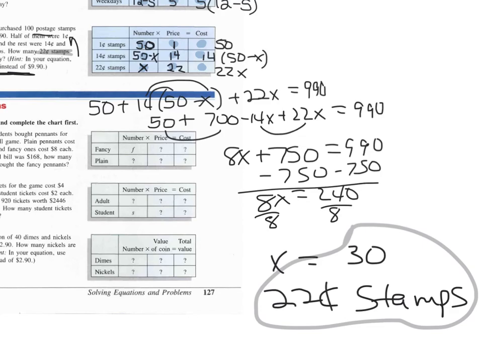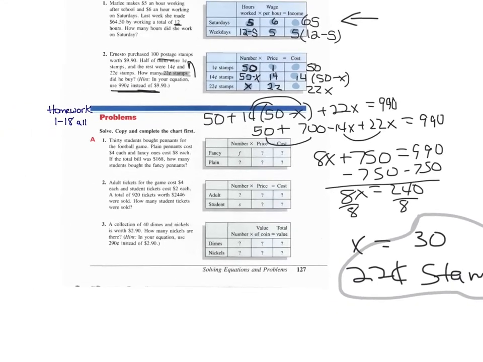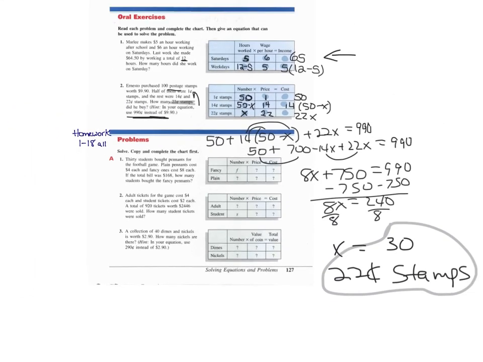So your homework is going to be 1 through 18 all again. And then tomorrow we'll go over these charts again, and then we will review for your quiz.